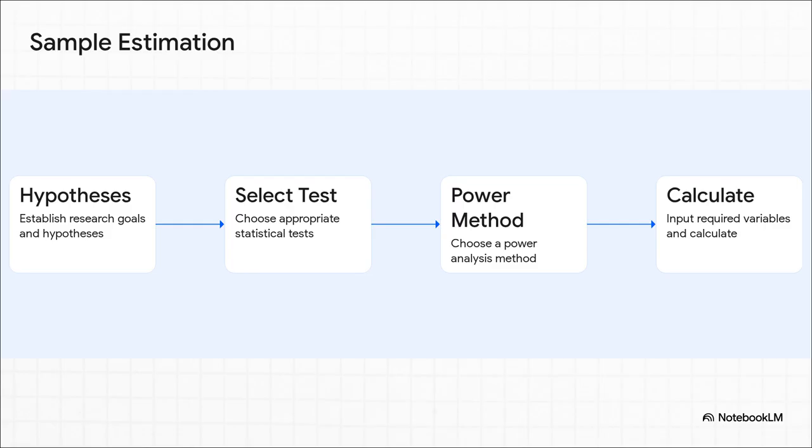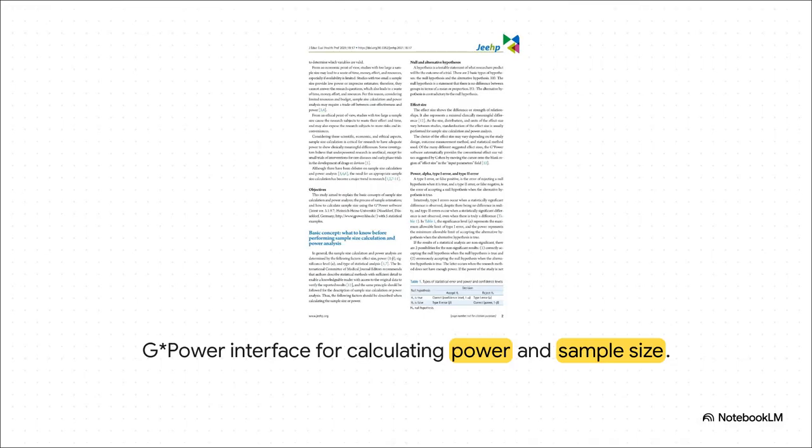First, you establish your research goals and hypotheses, then choose the appropriate statistical tests based on your data type, pick a power analysis method, and finally input your variables to calculate exactly how many patients you're going to need. To ground all this abstract math into a practical reality, researchers frequently use free, highly accessible software like G*Power.